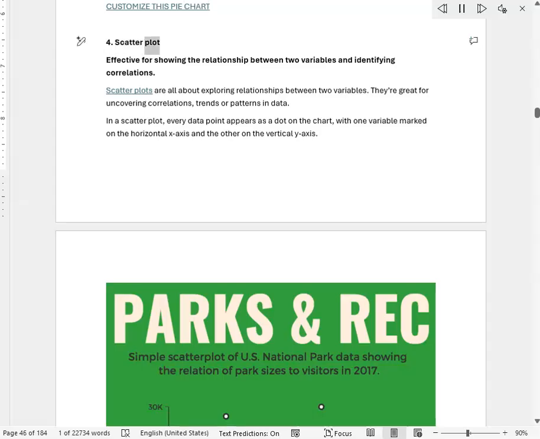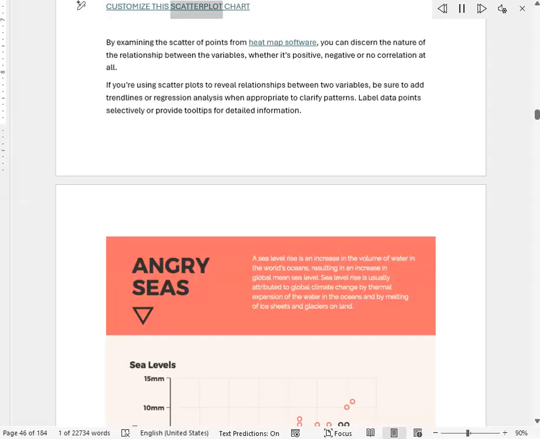4. Scatter plot. Effective for showing the relationship between two variables and identifying correlations. Scatter plots are all about exploring relationships between two variables. They're great for uncovering correlations, trends, or patterns in data. In a scatter plot, every data point appears as a dot on the chart, with one variable marked on the horizontal x-axis and the other on the vertical y-axis. Customize this scatter plot chart.